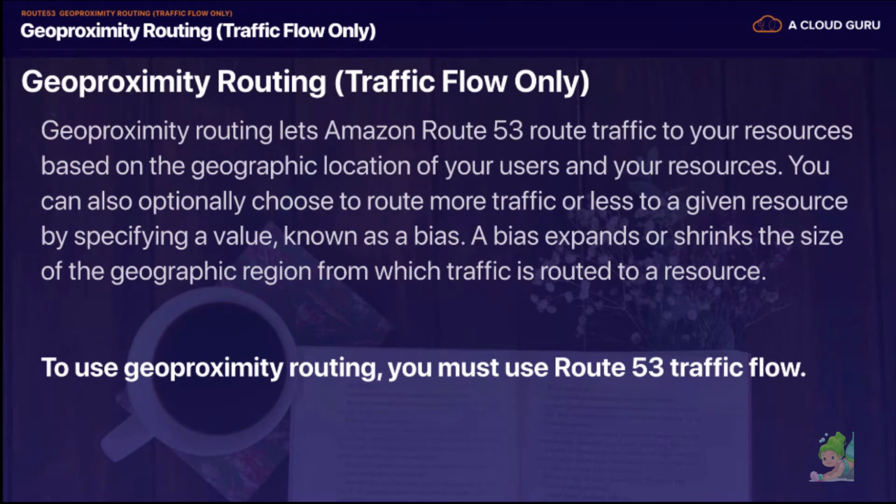Geoproximity routing, as you saw, we could start going down the rabbit hole. This is an advanced networking specialty topic. It is not something that comes up in the Solutions Architect Associate exam or even in the professional exam, but it allows you to route traffic to your resources based on the geographical location of your users as well as your resources. And to use geoproximity routing, you must be using Route 53 traffic flow.